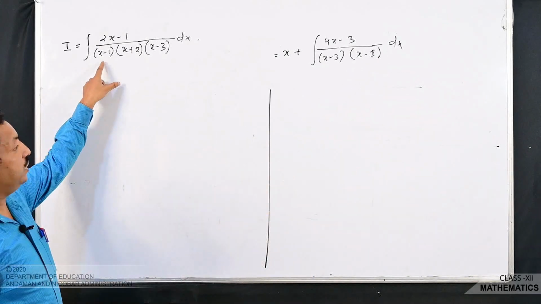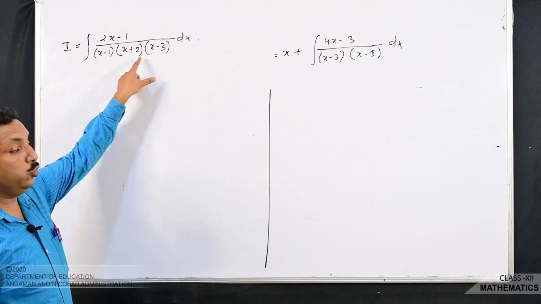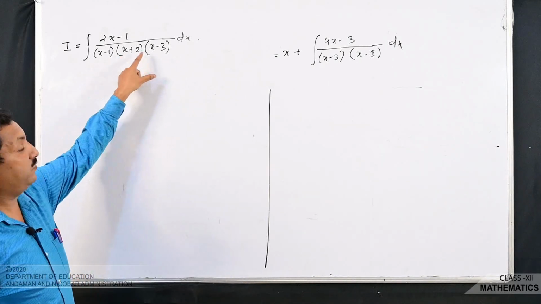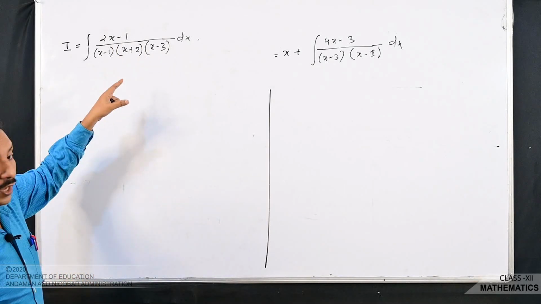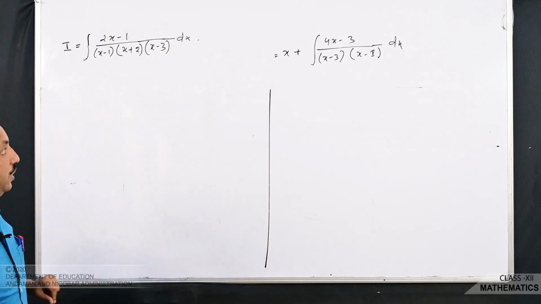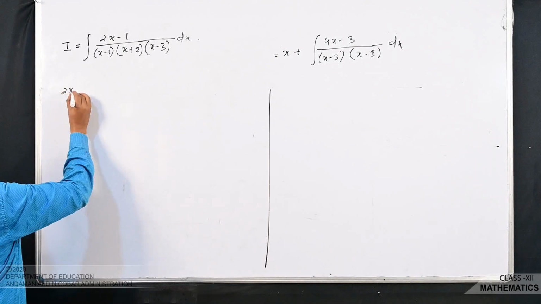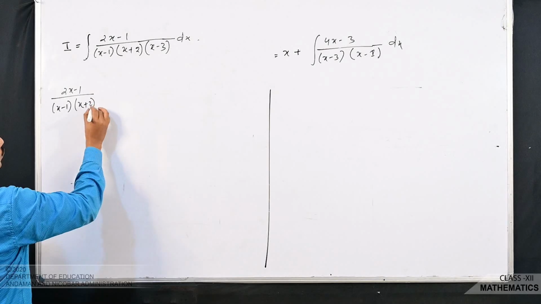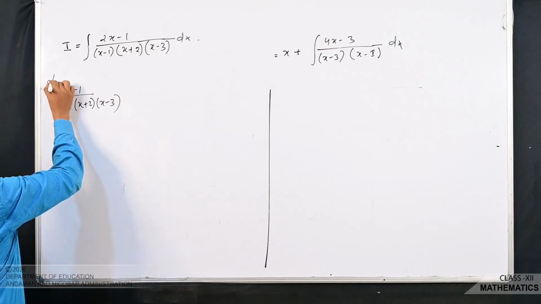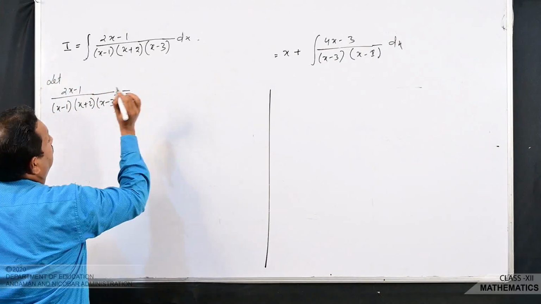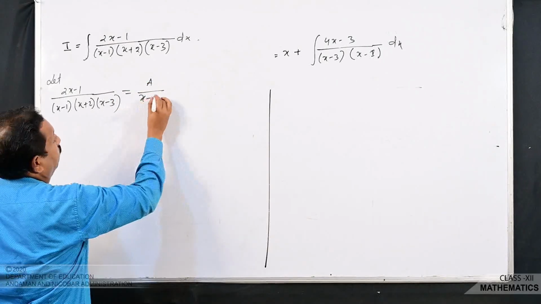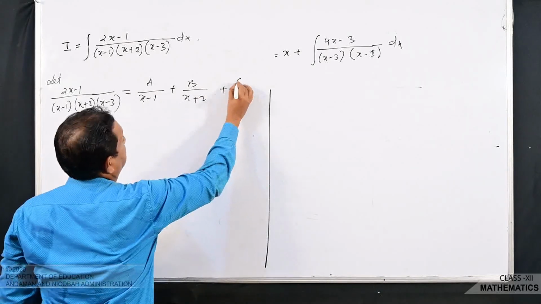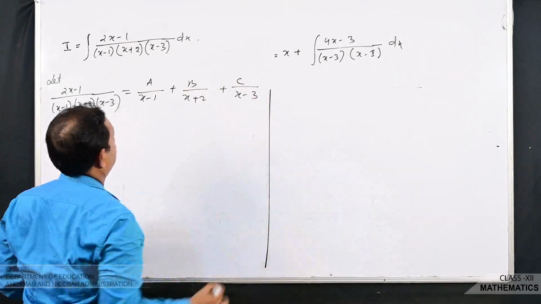Suppose you are given the question in this form, that means you have a cubic expression in the denominator and that is factorable. We have three distinct factors. So how can we make it integration over here, that is (2x minus 1) by (x minus 1)(x plus 2)(x minus 3), let it be A by (x minus 1) plus B by (x plus 2) and C by (x minus 3).